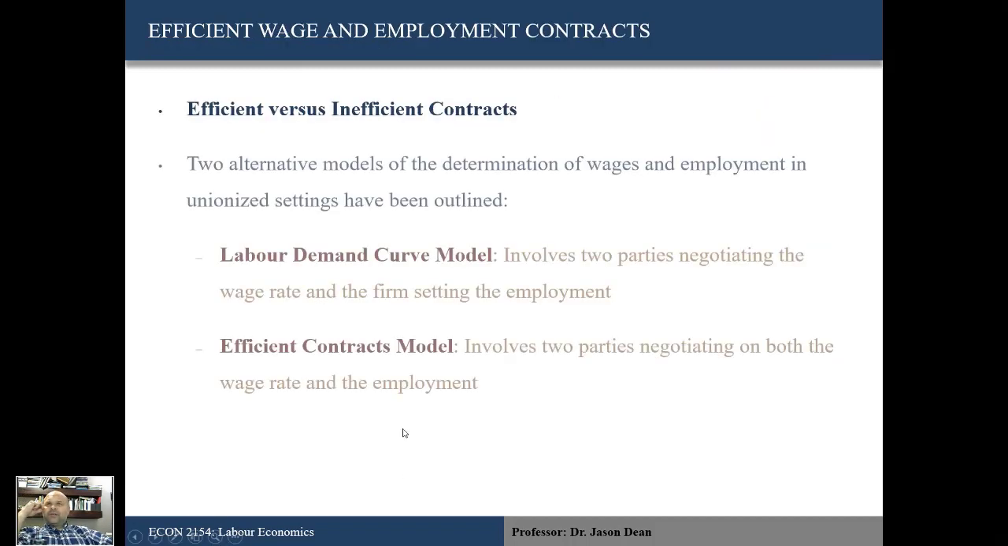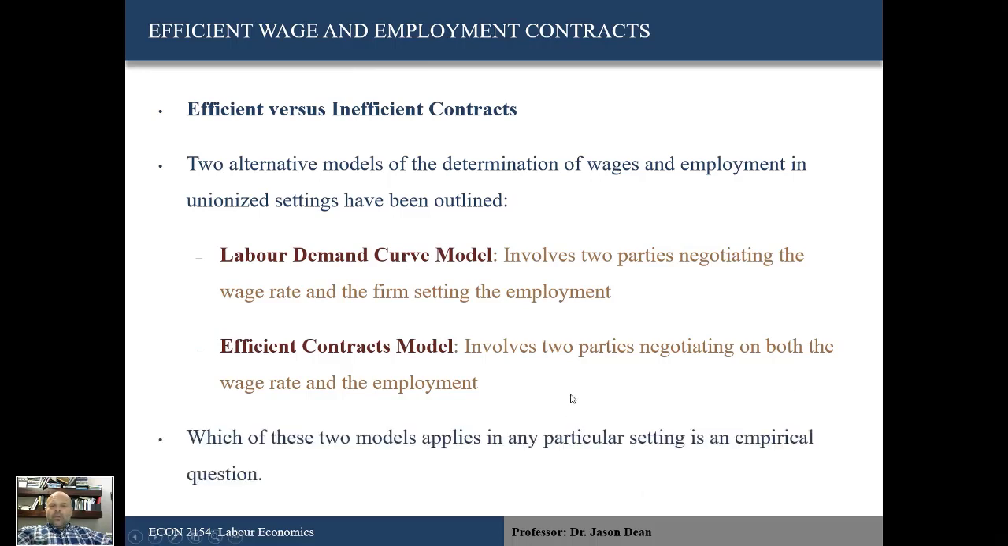So, efficient versus inefficient contracts. The two alternative models of the determination of wages and employment in a unionized setting have been outlined. We talked about the labor demand curve model, which just involved the two parties negotiating the wage rate and the firm setting the employment. And then the second one was the efficient contracts model, which involved the two parties negotiating on both the wage rate and the employment. Which of these two models applies in any particular setting is an empirical question.